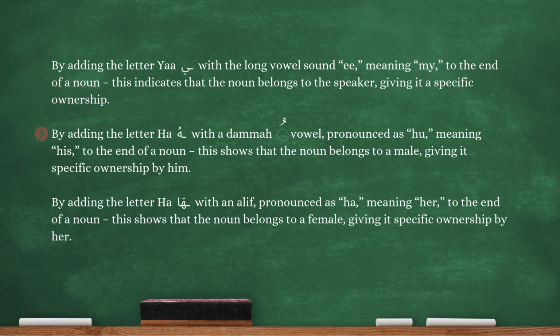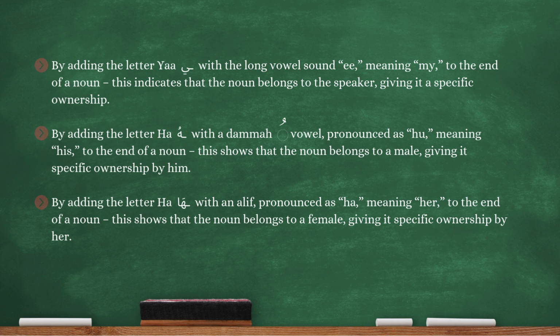By adding the letter ha with a damme vowel pronounced as hu, meaning his, to the end of a noun, this shows that the noun belongs to a male, giving it specific ownership by him. By adding the letter ha with an alif pronounced as ha, meaning her, to the end of a noun, this shows that a noun belongs to a female, giving it specific ownership by her.